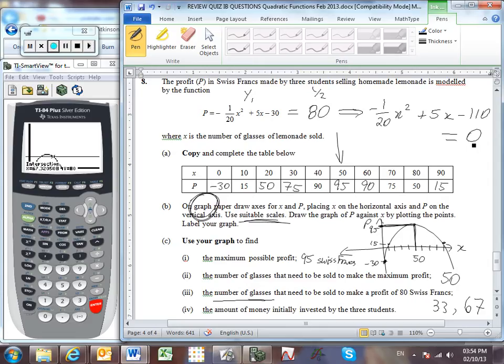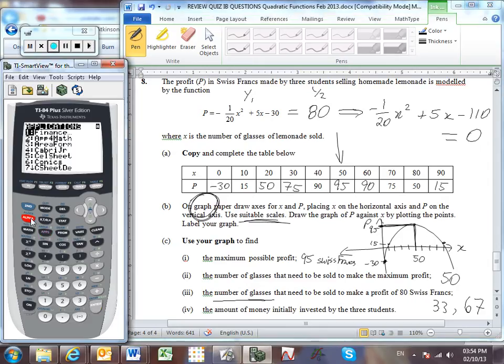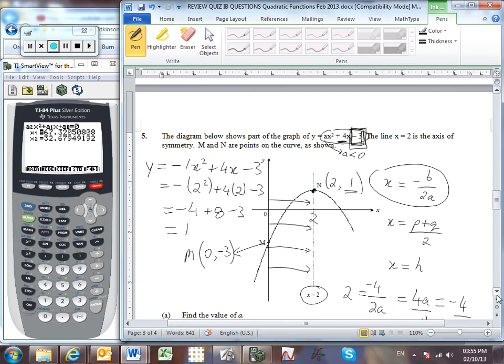When you see a 0, this is an opportunity to use Apps, PlySmlt, and the polynomial root finder. So I'm going to put in my polynomial root finder of order 2. Next, I'll put in my a value as negative 1 over 20. That's the coefficient of the x squared term. The coefficient of the x term is positive 5. And the constant at the end is negative 110. And it will give me my two solutions when I say solve: 67.3 and 32.7. Because it represents a number of glasses, we have to round it to the nearest integer, so the answers make sense.